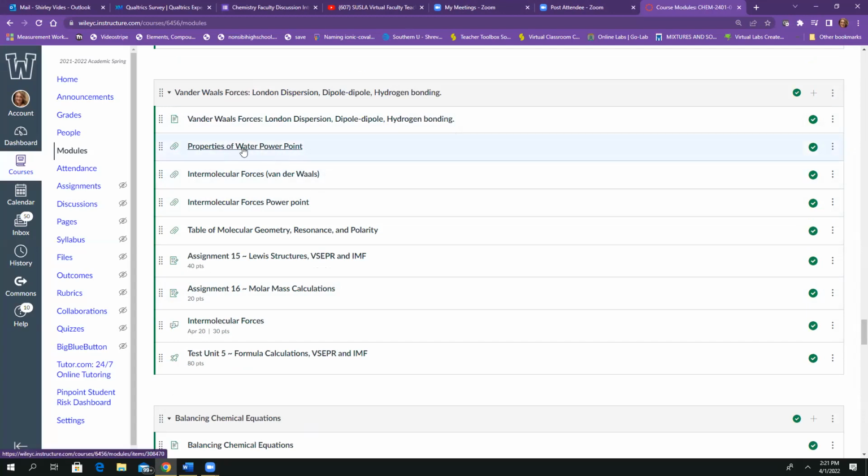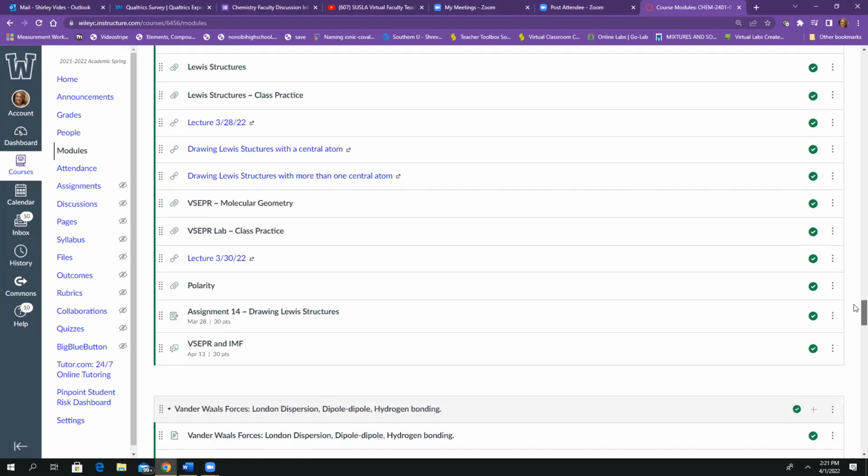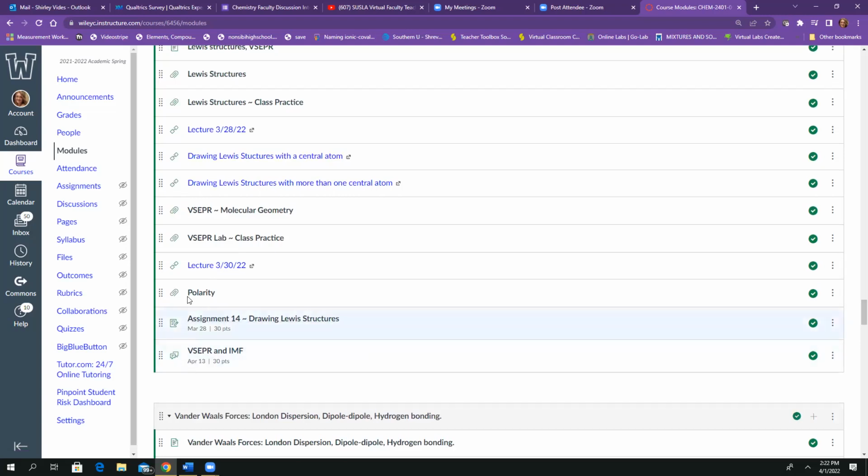All right, so let's go. Oh, and one other thing we're going to do is look at the properties of water, because it's very important since water is the universal solvent. All right. In order to be able to tell a polarity, we are going to go up a little bit and we're going to look at this.